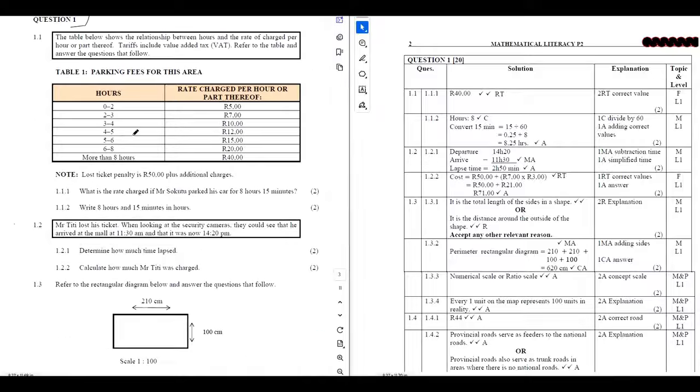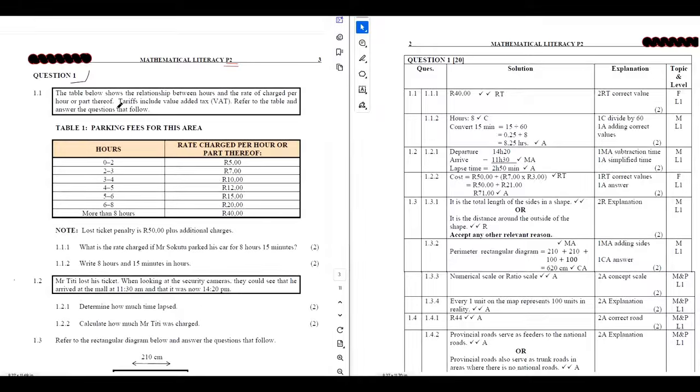as well as 1.4. Okay, so if we check, you can see on question one that we are given a table that we need to use. So we are given a scenario. We are told that the table below shows the relationship between hours and the rate charged per hour or part thereof. And then we are told that tariffs include value added tax. So this means that when we are calculating, you won't need to calculate our VAT because our VAT is already calculated. So now we are told to refer to the table and answer the questions that follow.